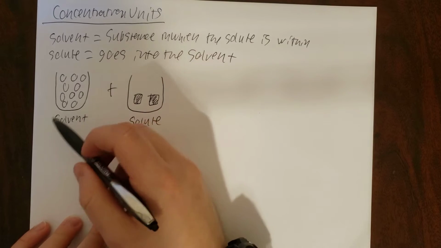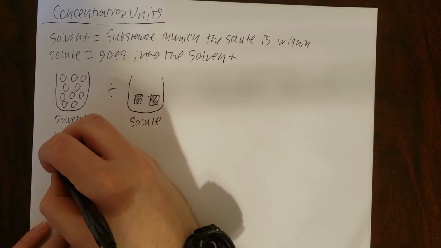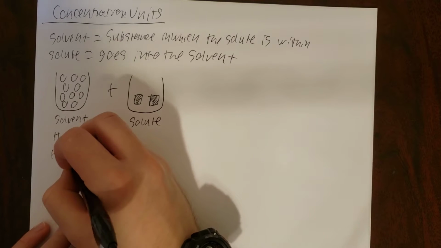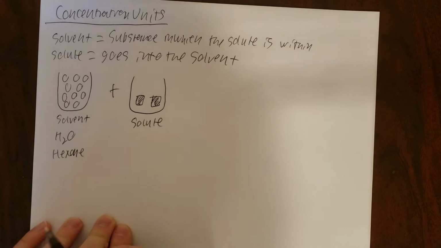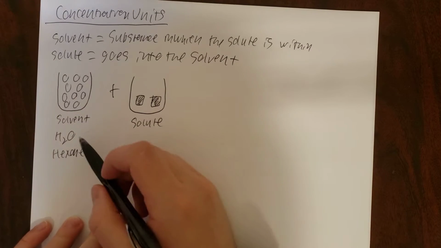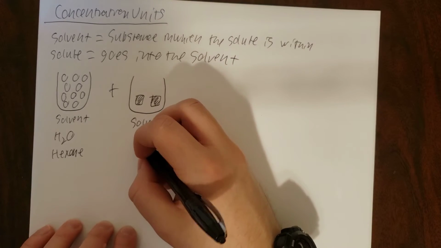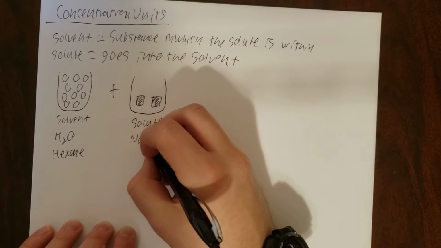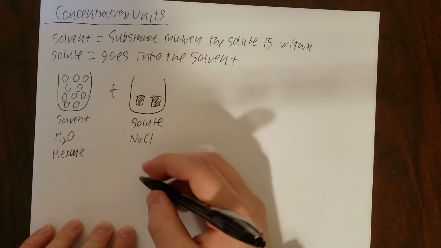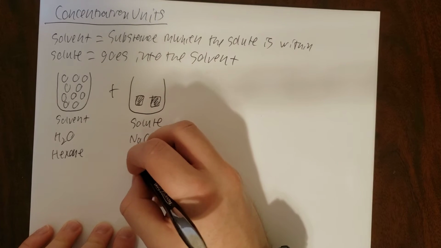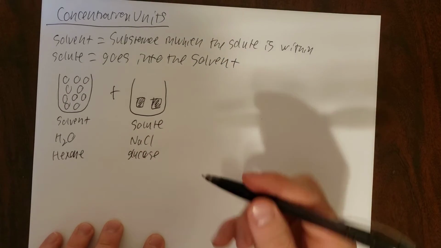So solvents that you know are things like water. You may be familiar with hexane, but water is known as the universal solvent. Solutes, if you have salt water, you have probably some sodium chloride solute. You may have sugar in the form of glucose as your solute.